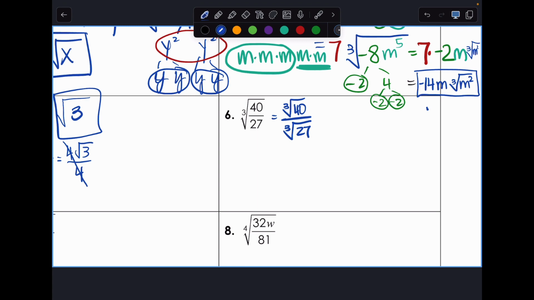So cube root of 40, I'm going to break it down: 4 times 10, 2 times 5, 2 times 2. So how many groups of 2s do I make with that? One group of 2, leaving me with 1 5. So I have 2 cube root of 5 over cube root of 27.